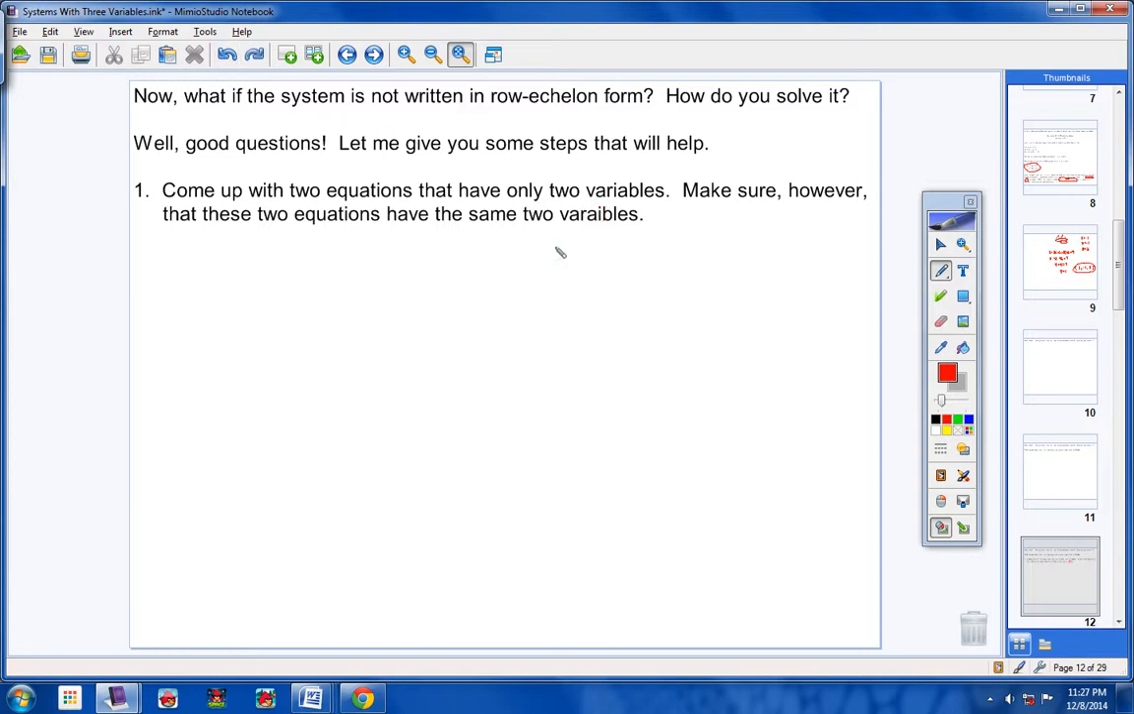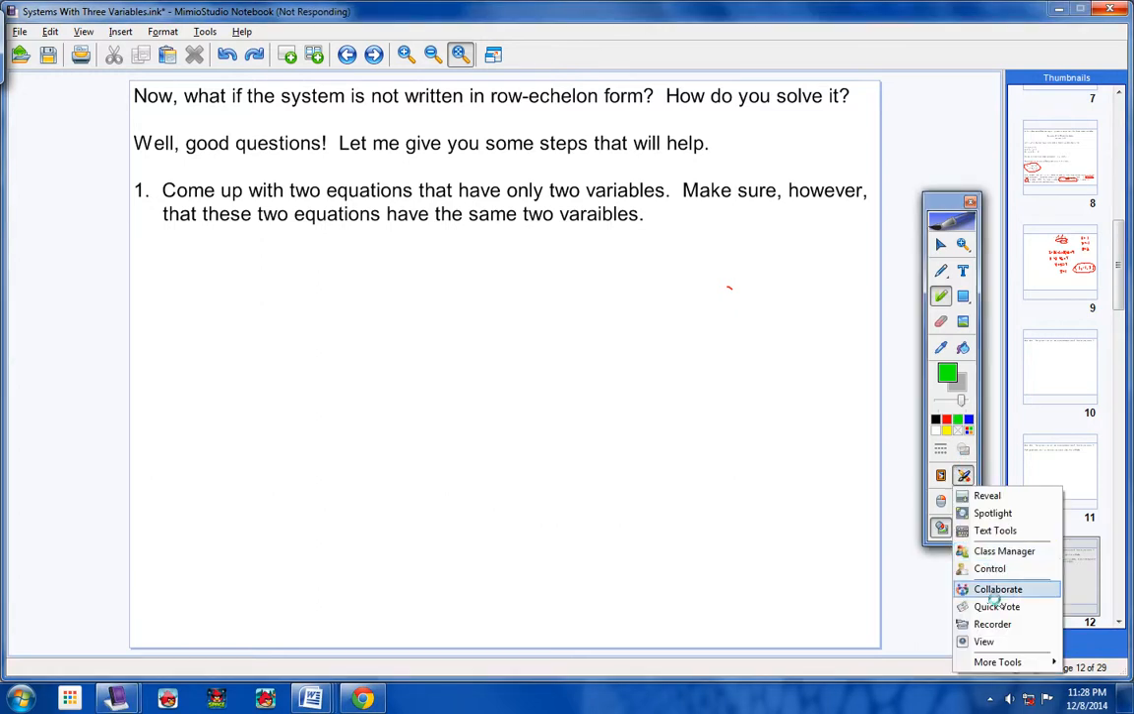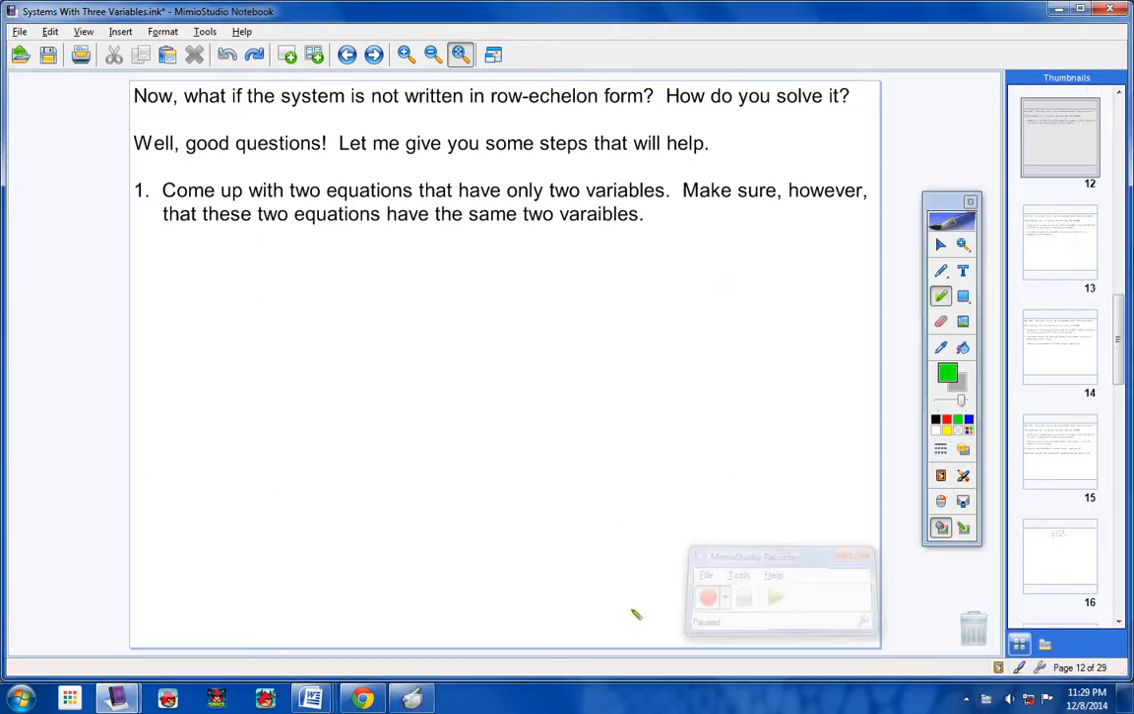But anyways, guys, what I'm saying is if one equation has an x and a y, make sure the other equation does not have a y and a z. You want both equations to have an x and a y, or both to have a y and a z, or an x and a z. But whatever you do, make sure that both equations have the same two variables. That's really, really important, okay?